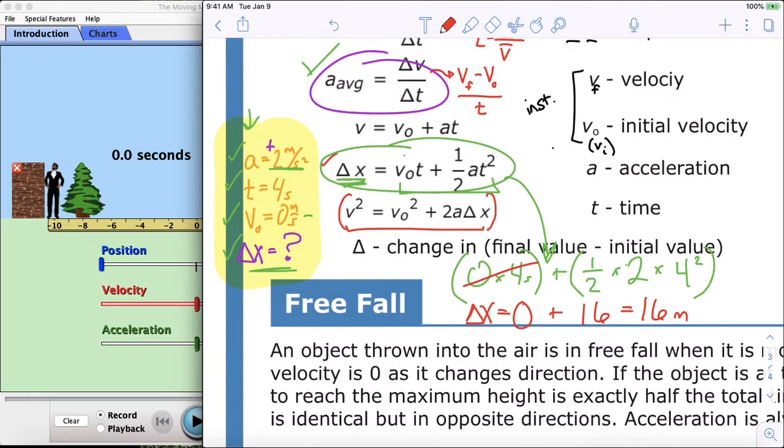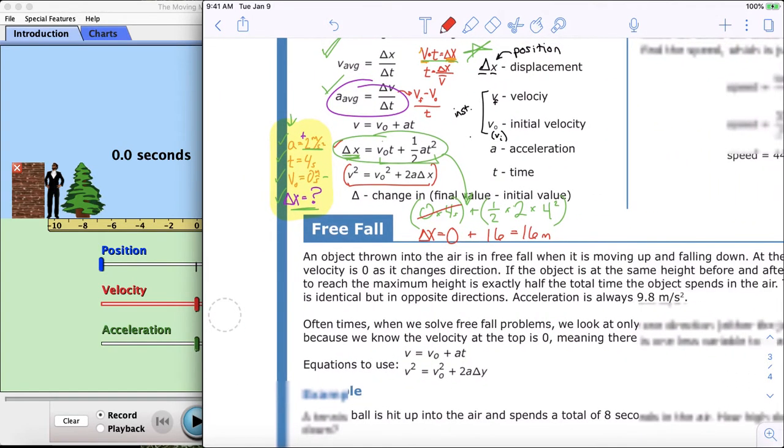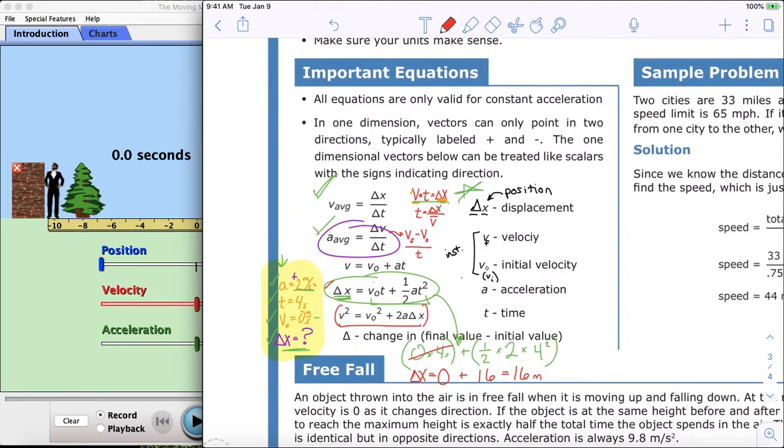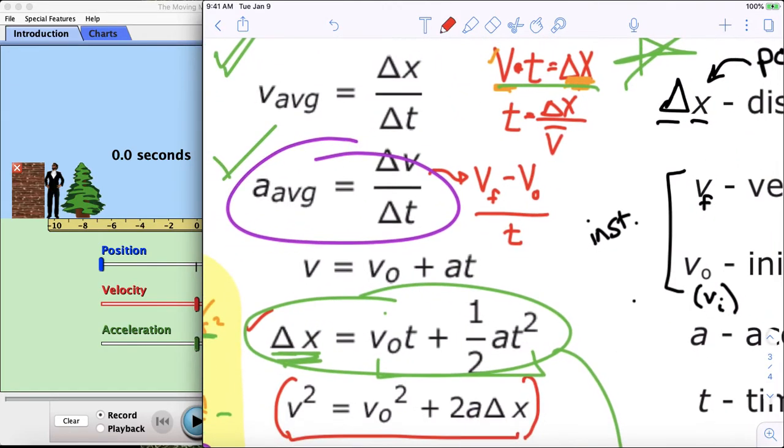A lot of times you might see, I think it was in the textbook, that we start from rest, so this is 0. So you might just see an equation that has 1/2 at squared. It comes from this equation just if we're starting from rest. That's 0.